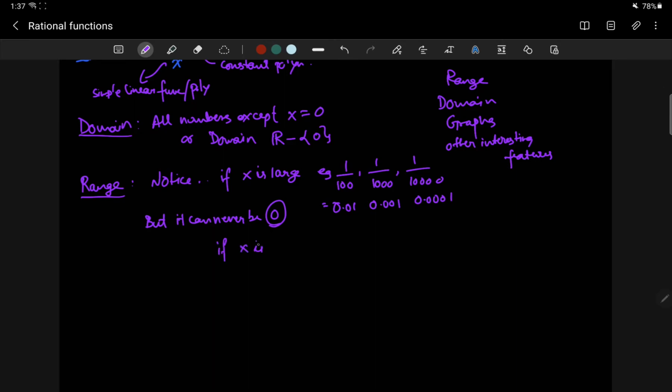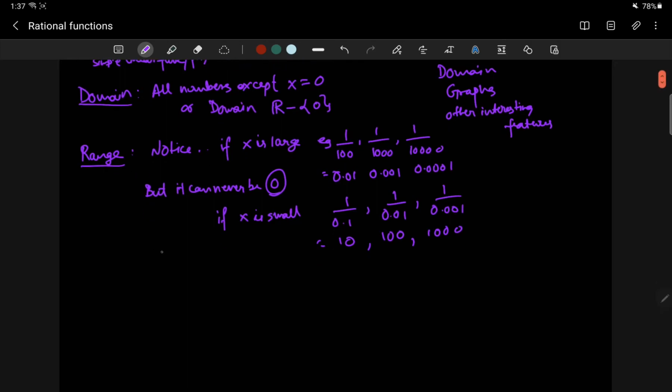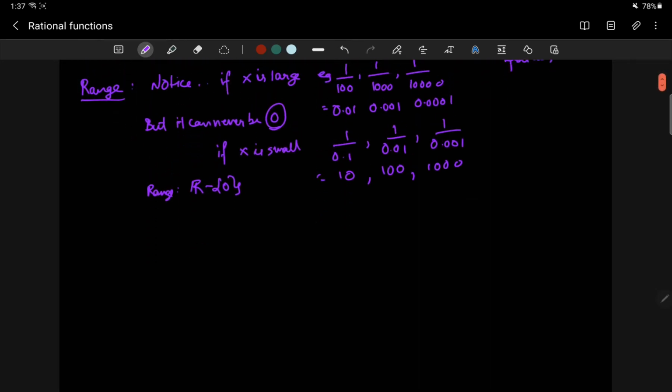And then you notice that if x is small, right? So if 1 over 0.1, 1 over 0.01, 1 over 0.001, these become larger and larger because it's 10, 100, 1,000. So the range is everything except 0. So again, the range is also everything except 0. Now the next thing we want to look at is the graph. Okay. For the graph, now we kind of know some things, right?